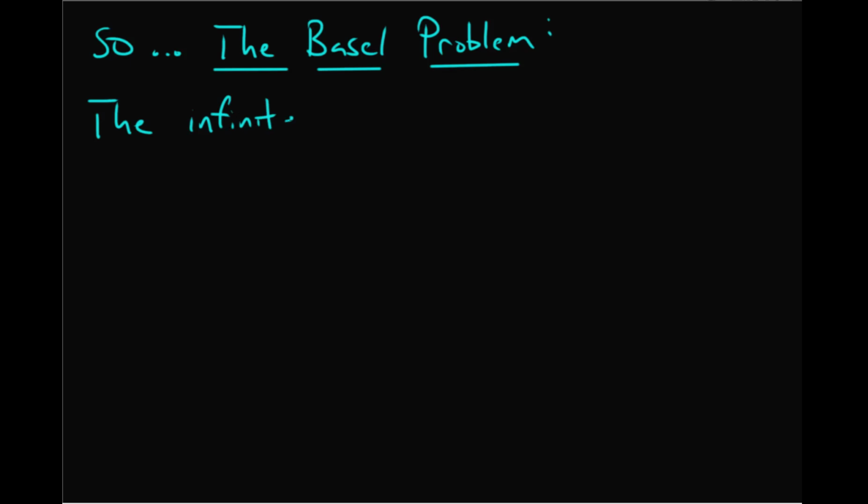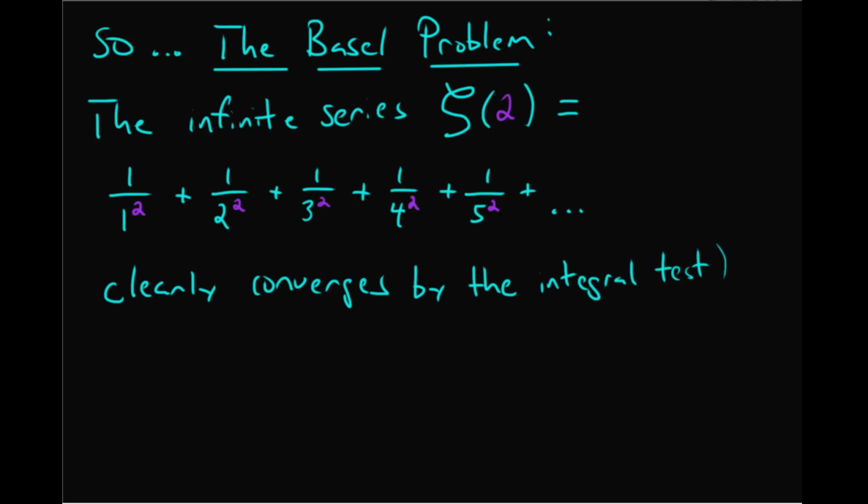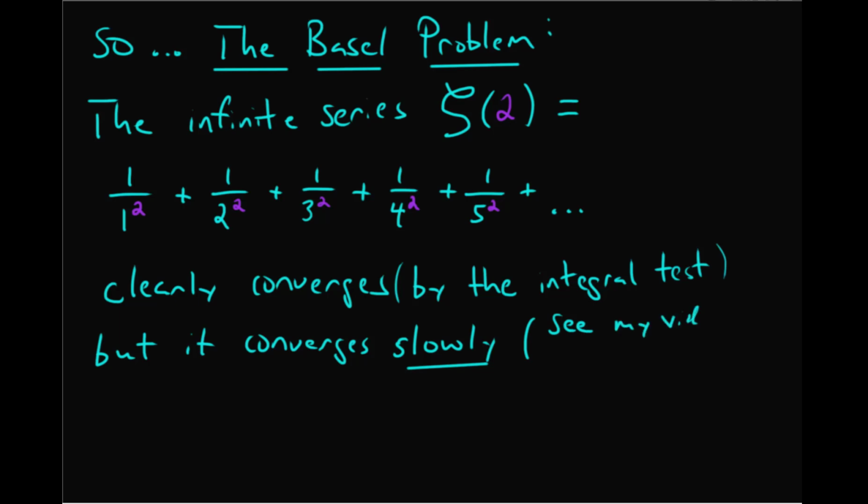So the Basel problem, again, is summing the infinite series 1 over 1 squared plus 1 over 2 squared plus 1 over 3 squared, and so on. Now, we know from the integral test that this series does converge. Euler's contemporaries knew that the series converges as well. The problem, however, is that trying to sum this series directly, just adding up the terms to get some kind of grip on what this series might converge to, doesn't really help us solve the problem, because this series actually converges very slowly.